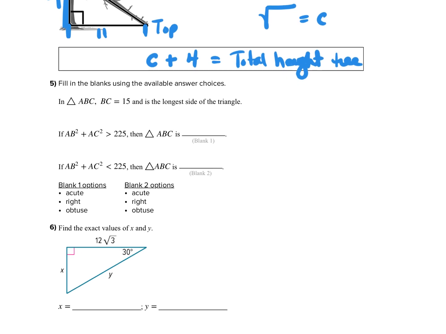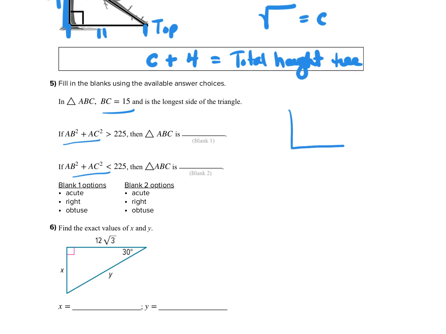This number 5, quite honestly, I hate this question because it's counterintuitive to me. First of all, we have to draw a picture so you understand what we're talking about here. So we have a triangle ABC, and it says BC is 15 and is the longest side of the triangle. Okay, so if you notice, again, we're looking at Pythagorean theorem again.